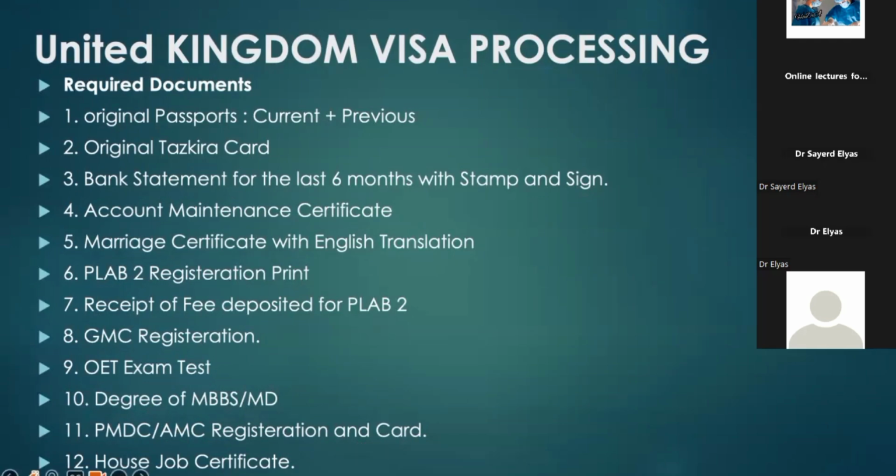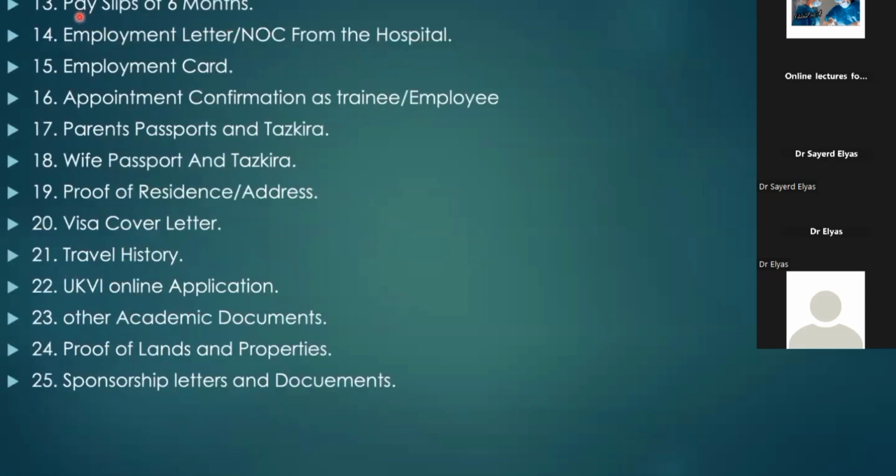Some other documents include, if you are actively and currently employed, you have to show pay slips of your previous 6 months. You have to show pay slips so that the UKVI sees that you are employed and you have a good in and out of salaries coming to your account.